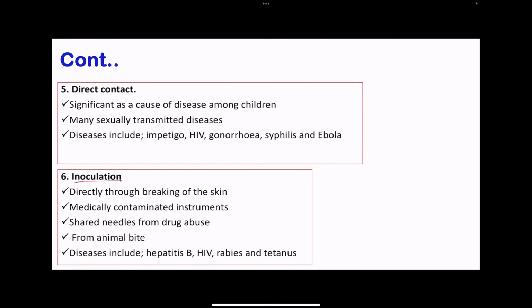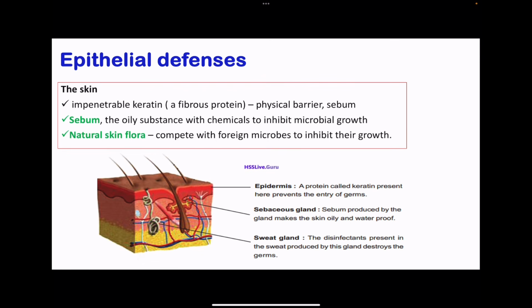And then there is inoculation. This is where there is going to be breaking of the skin, and inoculation is going to occur in the body. This could be through medically contaminated instruments like shared needles. So the diseases include HIV, rabies, tetanus, hepatitis B, and so on.